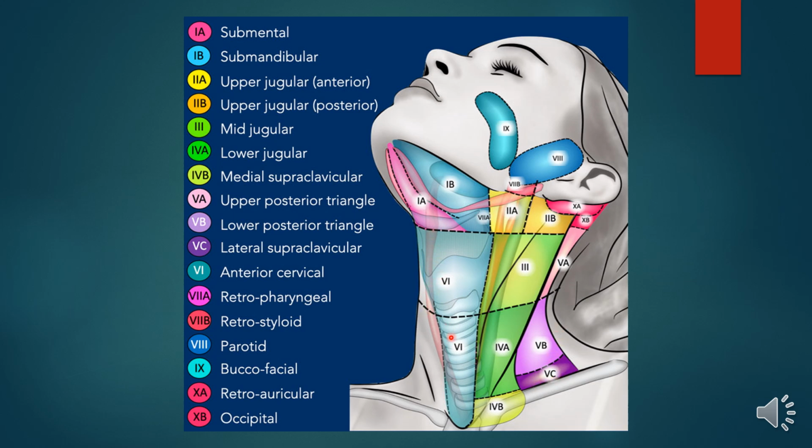6 is anterior to trachea, entire length, 7th in retropharyngeal, entire length, and 8th at the level of parotid, 9 buccofacial, 10 retroauricular, and 10B occipital. So these are the lymph nodes we have discussed. Now we'll see actually how it is seen on CT images.